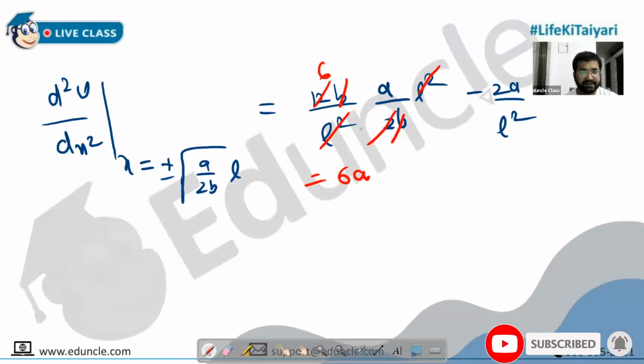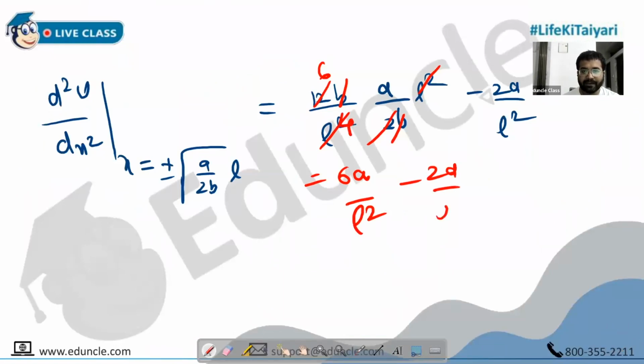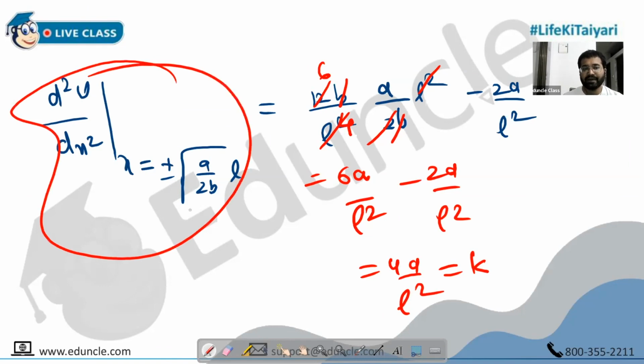Yes. So this is L raised to 4, right? So I've got 6a upon L square minus 2a upon L square. So this becomes 4a upon L square. So this is your k, people. I told you, d square u upon dx square at x equals to x. So now this is greater than 0. So this is a stable point and this is the value of k.